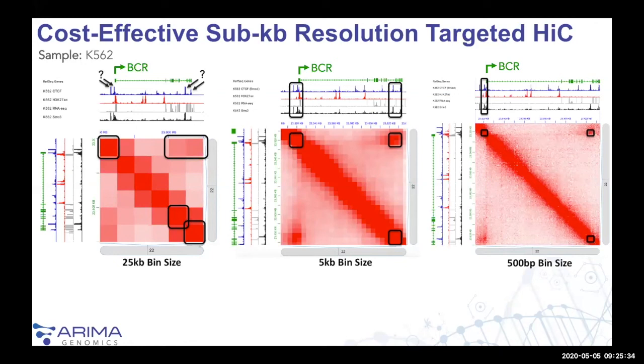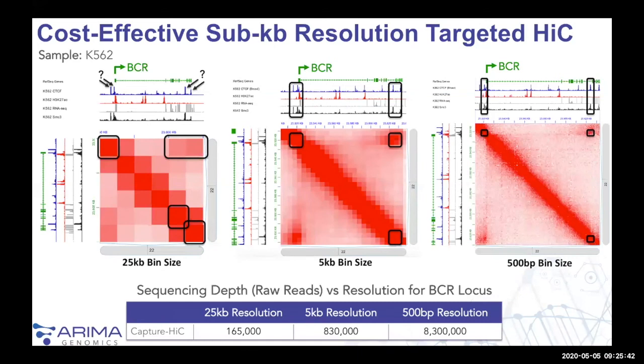It would take on the order of probably 8 or 10 billion reads of genome-wide HiC to get this resolution. But you can get this type of resolution from targeted HiC around your gene of interest for approximately 8 or 10 million reads per locus like this.